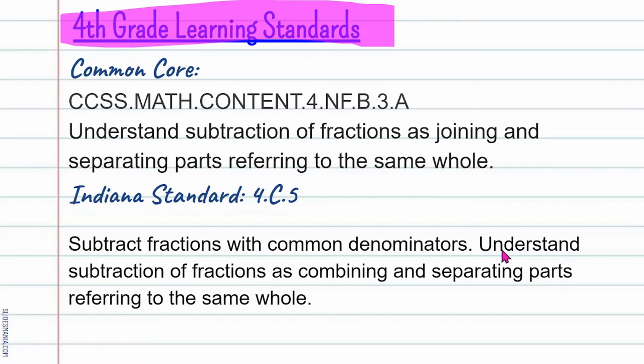Again, this is our practice problems video for subtracting fractions with like denominators. Let's try a few problems.